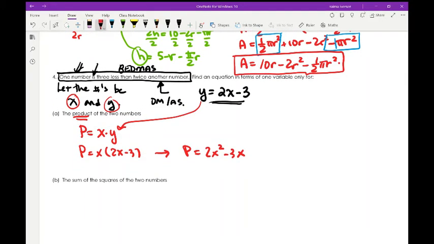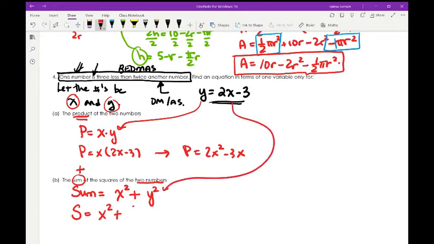Now the next one says the sum of the squares. A square of something means it's the number squared. So the sum means plus. The two numbers are x and y, so the square of both of those numbers, and we're adding them together. That's our sum, so I'm just going to call it s. I'm going to get x squared plus, and now we know what y is, so I'm going to plug it in, and I'm going to get 2x minus 3 squared.